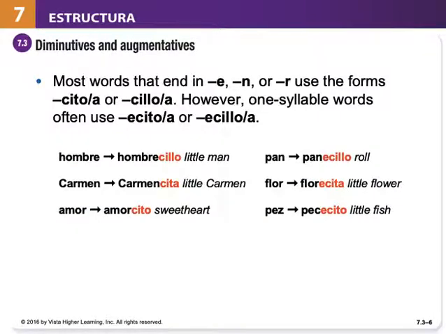Most words that end in e, n, or r use the forms cito, cillo. However, one-syllable words often use ecito, ecillo, ecita, ecilla. Hombre, hombrecillo. Carmen, Carmencita. Amor, amorcito. Pan, panecillo. Flor, florecilla. Y pez, pececito.